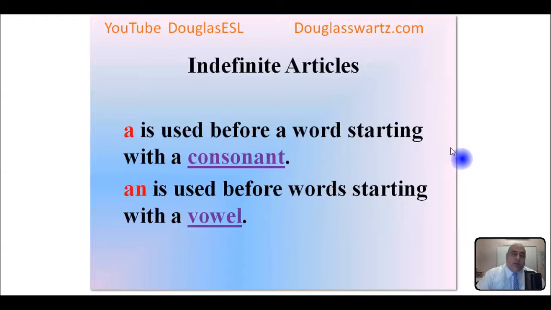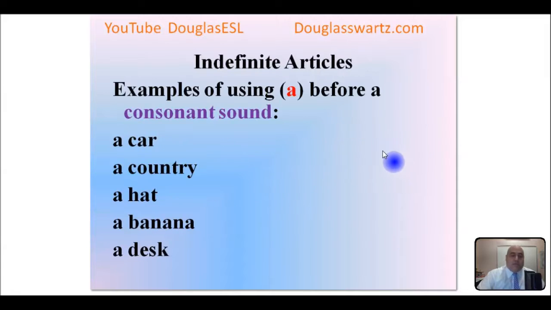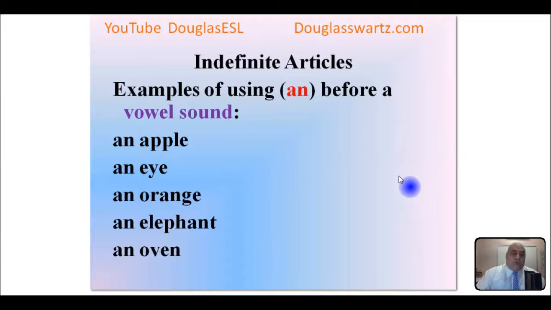Indefinite articles: a is used before a word that starts with a consonant. An is used before words that start with a vowel. Those are the 2 different versions, and here are some examples. Words that start with a consonant sound use a: a car, a country, a hat, a banana, a desk. Words that start with a vowel sound, we will use an, the other version of the same word: an apple, an eye, an orange, an elephant, an oven.